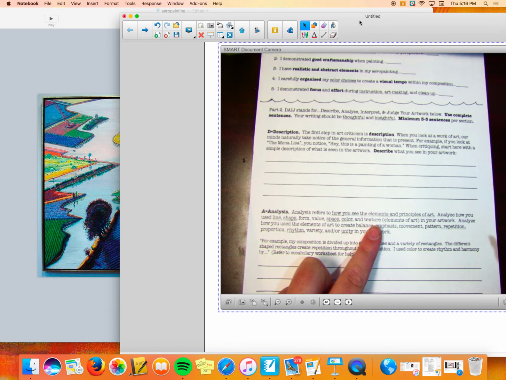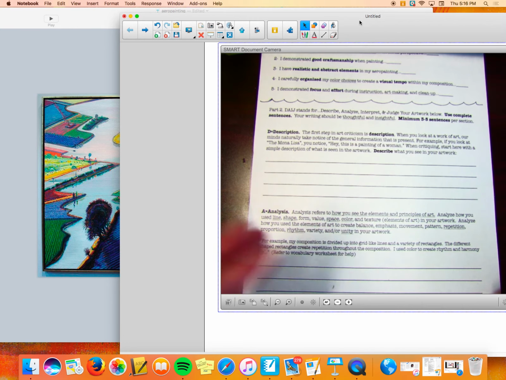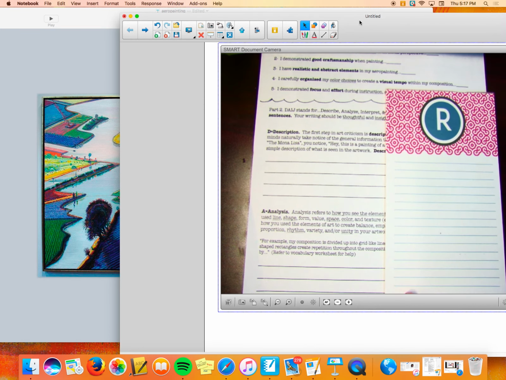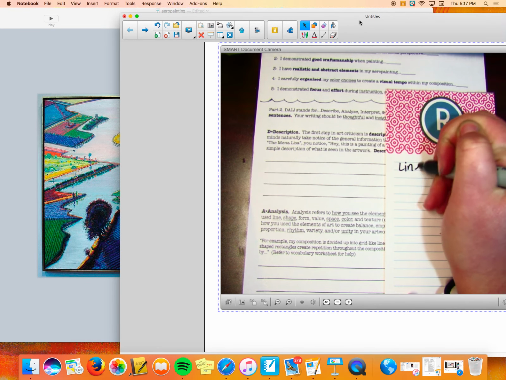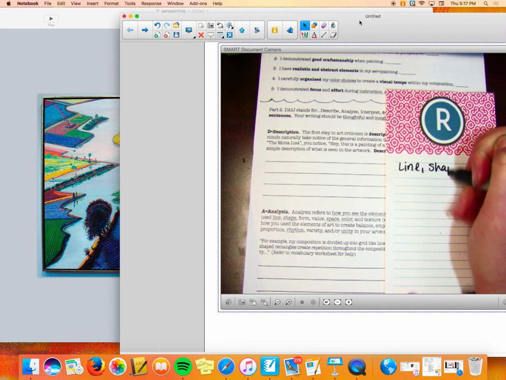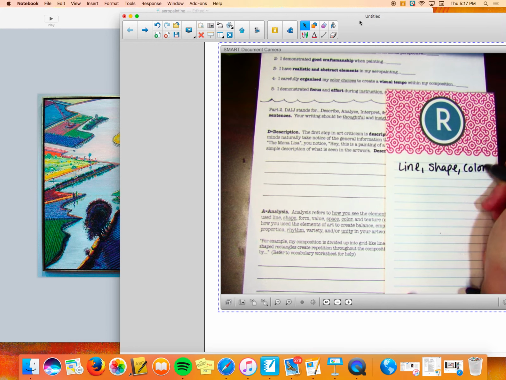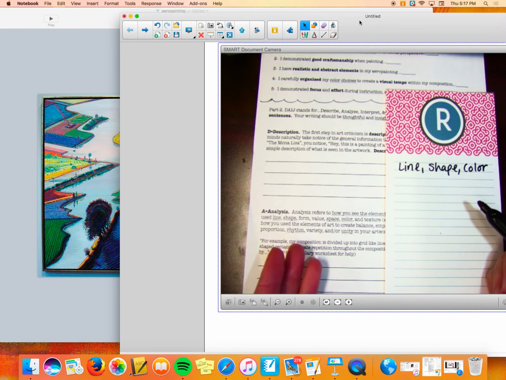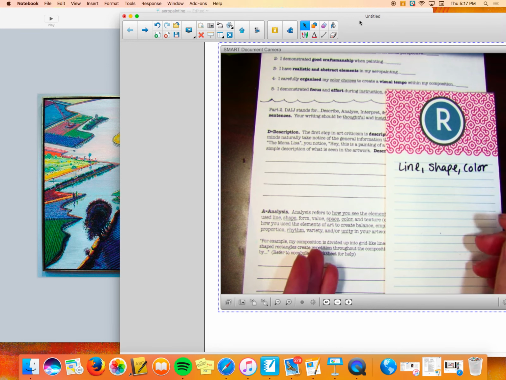The principles of design are balance, emphasis, movement, pattern, repetition, proportion, rhythm, variety, and unity. Okay, so you might not know what all of those words mean. So there's a separate worksheet that can explain visually what those words mean, but choose the ones that you feel like you used. So I would choose maybe 3 elements: line, shape, and color.